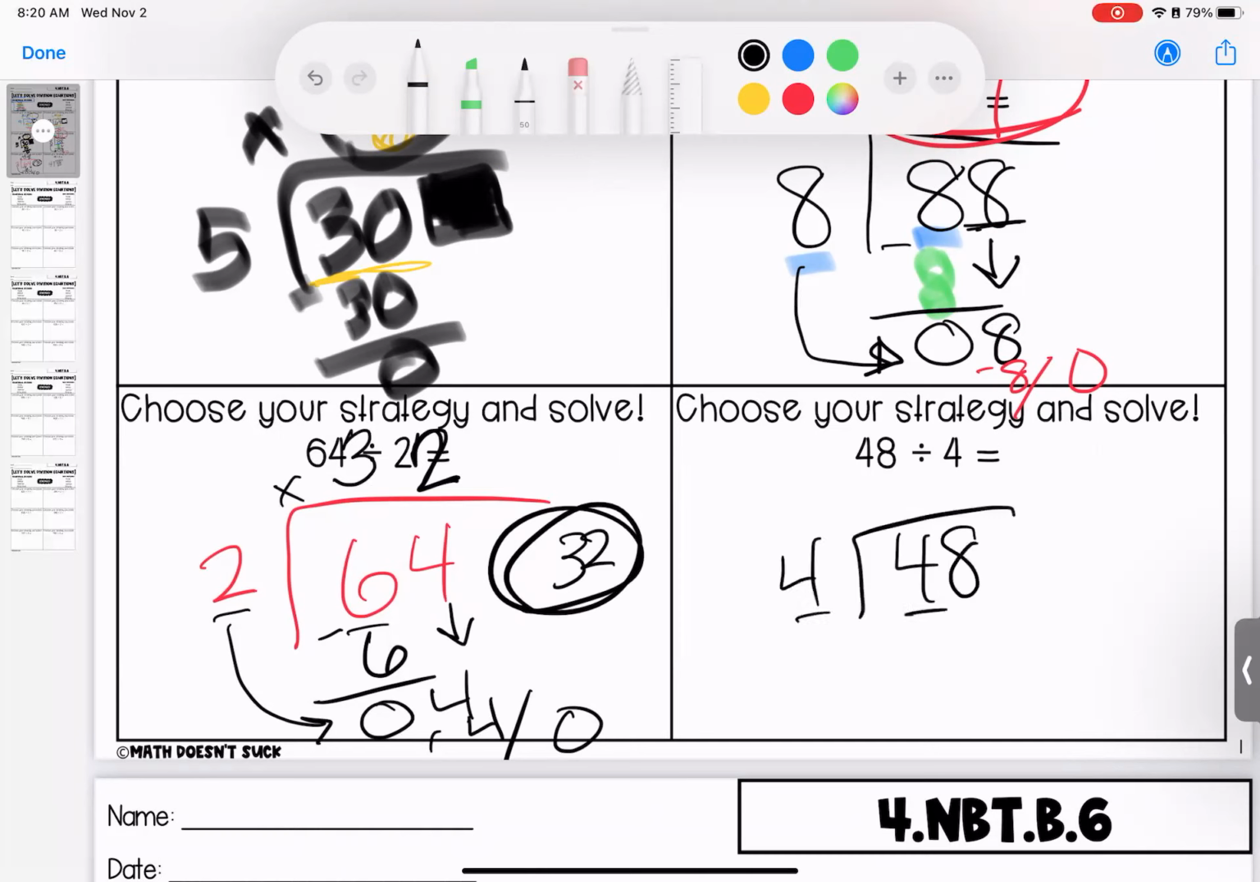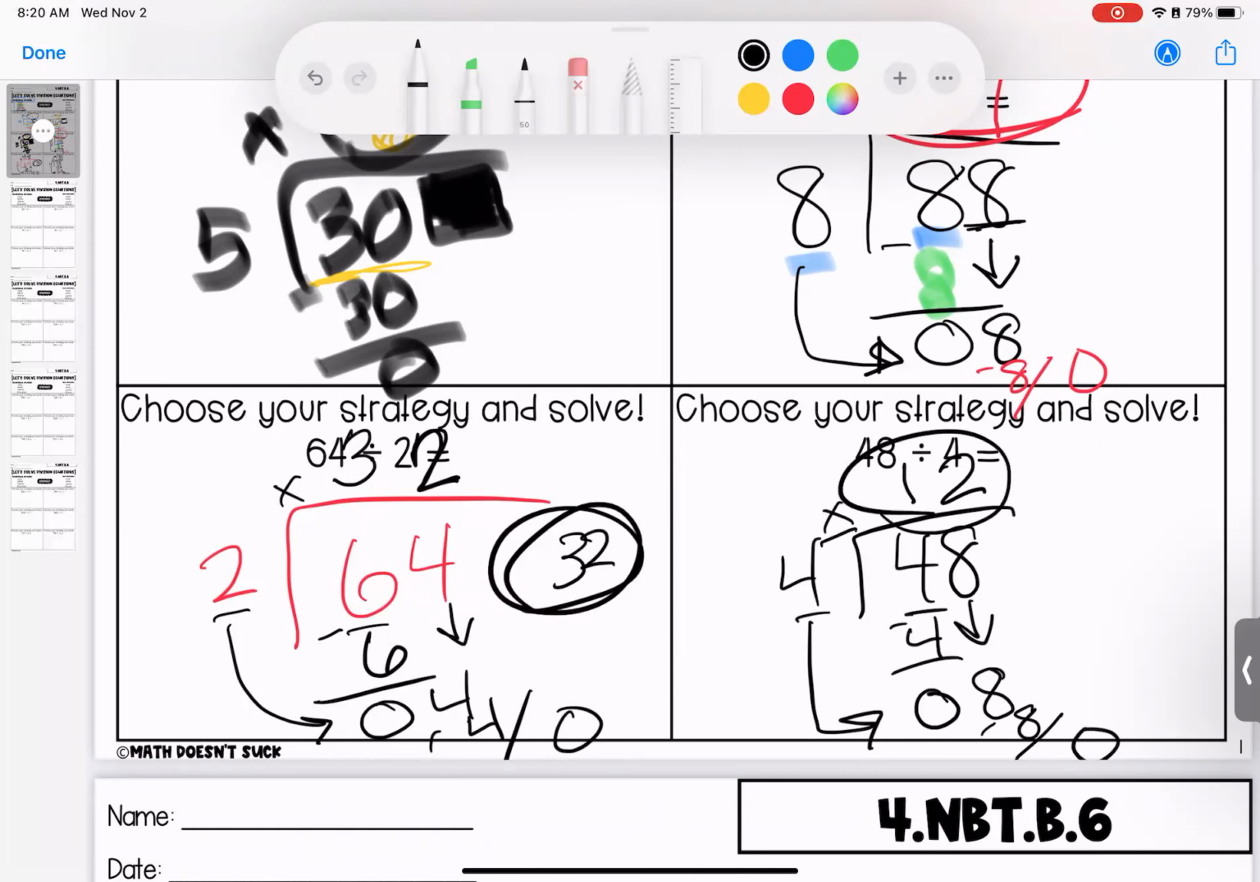Does 4 divide into 4? Yes. 1 time. Because 1 times 4 is 4. Subtract. 4 take away 4 is 0. Bring down our 8. Start again. Does 4 divide into 8? Yes, 2 times. Because 2 times 4 is 8. Subtract. 8 take away 8 is 0. My answer is 12. That's the end of the first page.